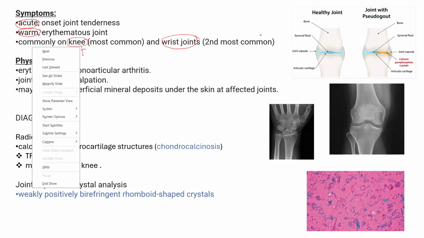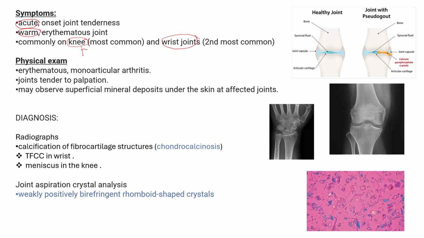And what is the common joint to be affected in gout? It is the metatarsophalangeal joint. The metatarsophalangeal joint is the classical involvement. Okay. So if you do a physical examination, you will see inflammatory changes. There is joint tenderness, and a superficial mineral deposition also around the areas of the joint affected.